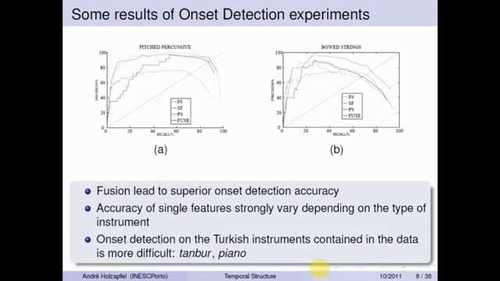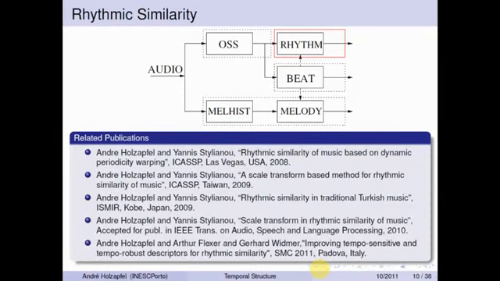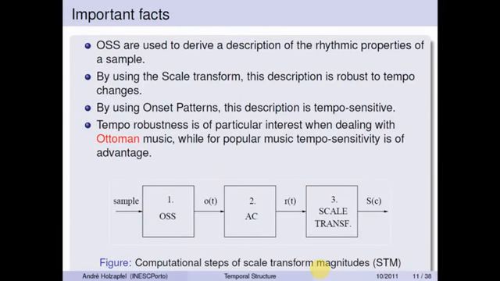There, already in my PhD, there was quite a lot of work, so it's impossible now to get into details, but just to give a basic overview. So I used these onset strength signals to describe the rhythmic properties of a sample. And one important finding then, or one basic idea in the PhD, was usage of a not novel transform, but novel at least in this context, the scale transform, to make a description robust to tempo changes.